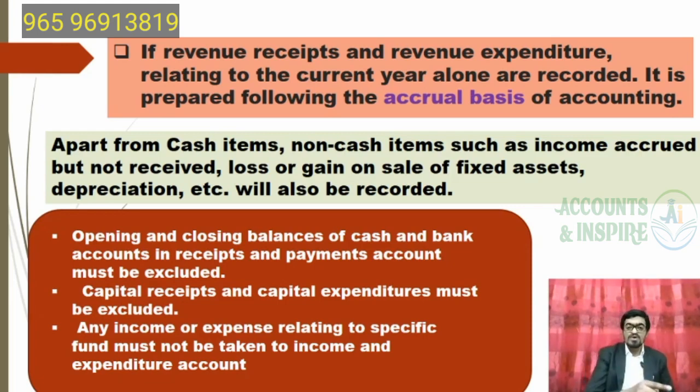We know that the receipt and payments account starts with opening and closing balances of cash and bank account, but here those must be excluded. The income and expenditure account needs no opening and closing cash balance. Then capital receipts and capital expenditure must be excluded. What is capital expenditure? What is capital receipt? Our previous video was related to that topic. I have given the link in the description box. Please go and check it. So capital receipts and capital expenditure must be excluded.